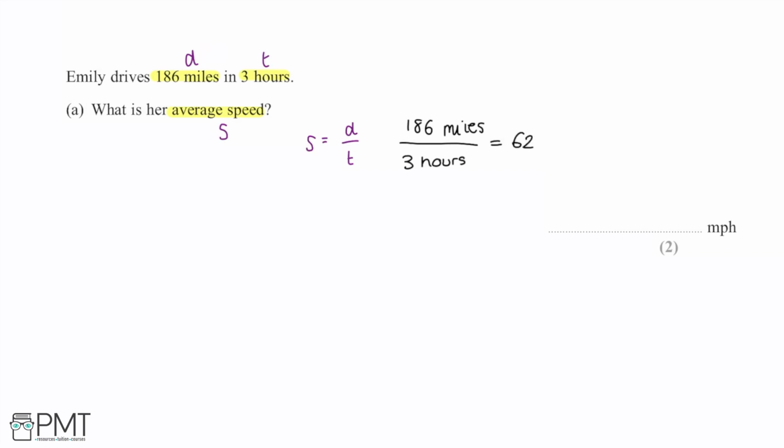Now if I look at the units given in the question, we have miles per hour, mph, and then if I look at the units in the division that I've done, we have miles divided by hours, so that's going to give us a unit of miles per hour here as well. So we know that we're working in the correct units, so I can just write down my answer of 62 to gain me both of the marks here.